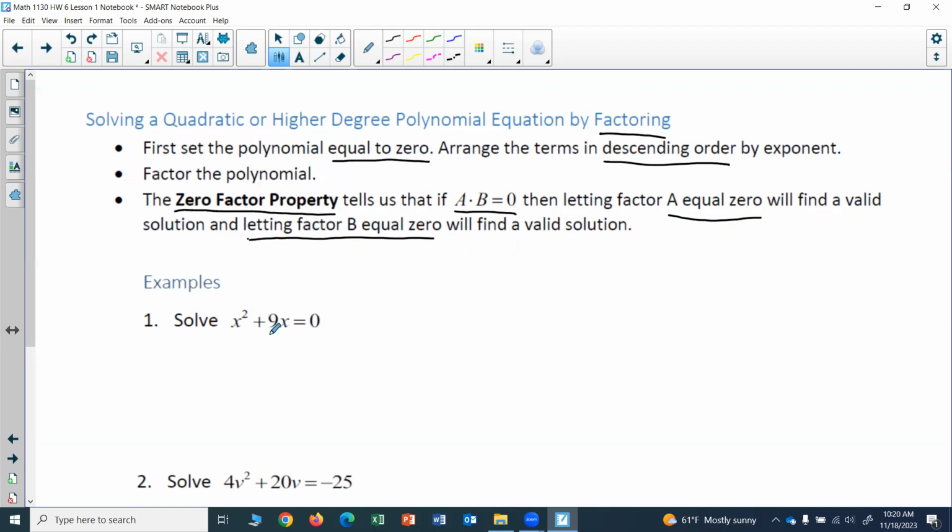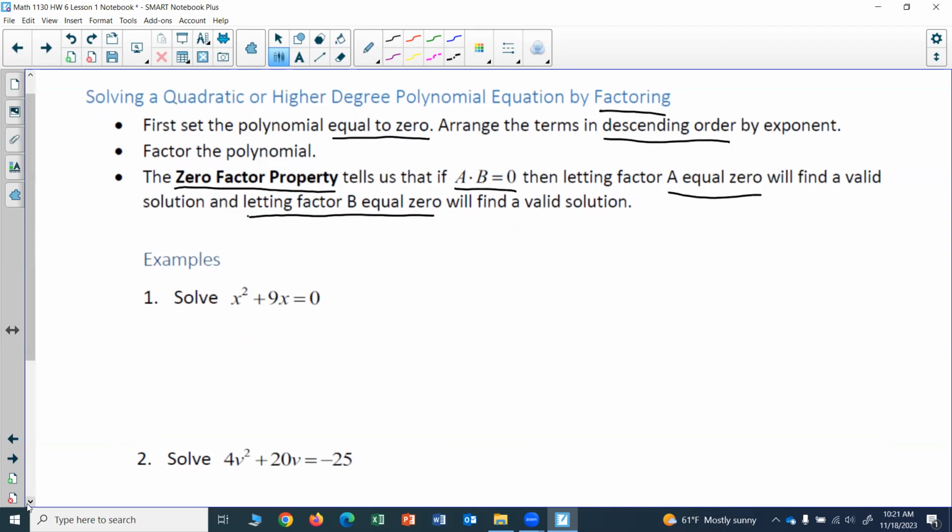So let's look at this first example. We want to solve x squared plus 9x equals 0. It's already equal to 0, so I'm good there. What I want to do is factor. In this case, I have a greatest common factor of x. If I just rewrite this as x times x plus 9 equals 0, then I can use this zero factor property. So I have x times x plus 9 equals 0. x is like my factor a.